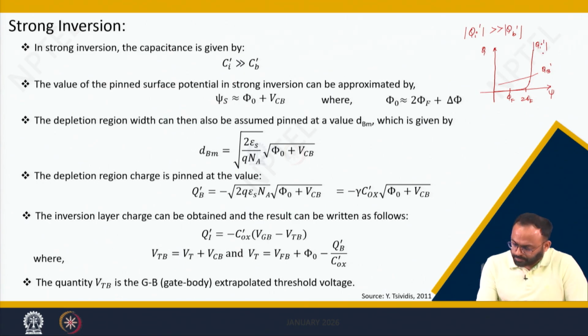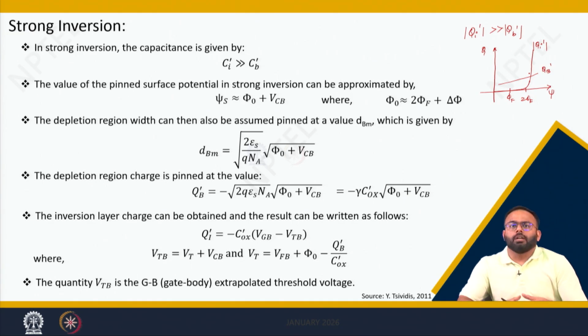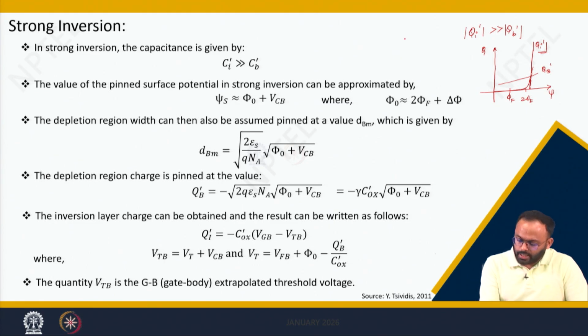Correct? But this is not the accurate approach to find strong inversion, because we require the slope to know whether the charge-voltage relation is linear at this point or not. That is why, instead of taking charge, we will take the capacitances. Meaning if Ci dash is greater than Cb dash, we can simply say that we are in strong inversion, right?